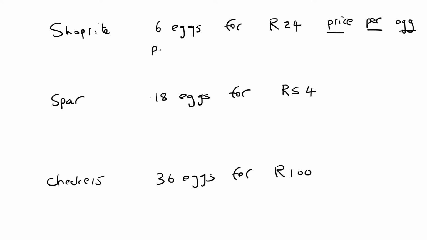So we're going to put the price at the top. The per is the line. And then egg. Okay? So you're going to put 24 Rand divided by 6. And that'll give you 4 Rand per egg for ShopRite.